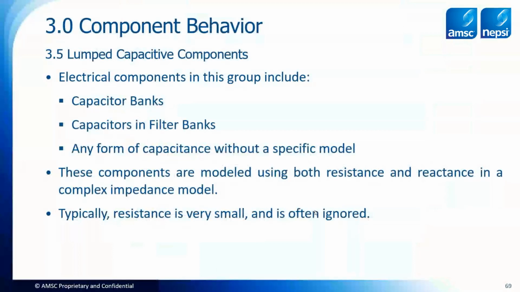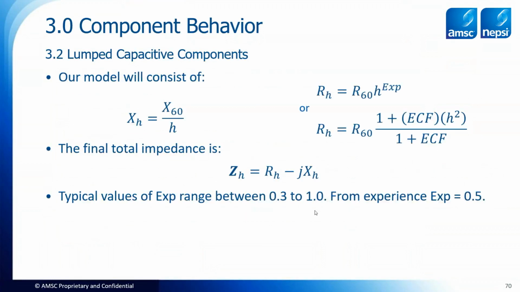For lumped capacitive components, the electrical equipment we group in this category are just capacitors, capacitor banks, capacitors and filter banks, or any form of capacitance without a specific model. These components are modeled using, again, both resistance and reactance in a complex impedance model, but typically the resistance is very small and it is often ignored.